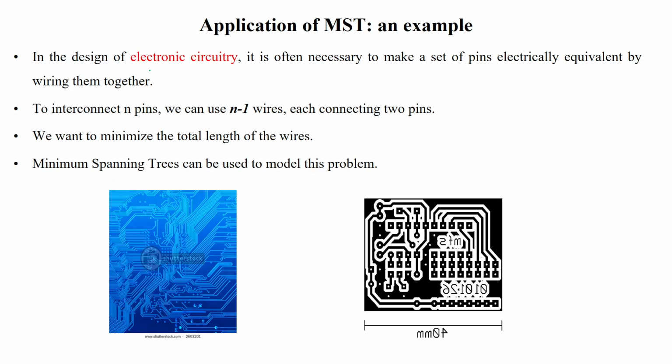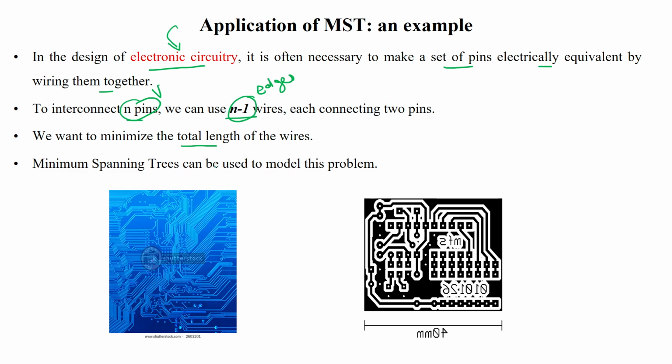Applications of the minimum spanning tree include constructing electronic circuits on a printed circuit board. Here a set of pins are made electrically equivalent by wiring them together. To interconnect n pins, we can use n minus 1 wires. Here the pins act as vertices and the wires act as edges. So we can use the minimum spanning tree to minimize the total length of wires and also to avoid short circuits.